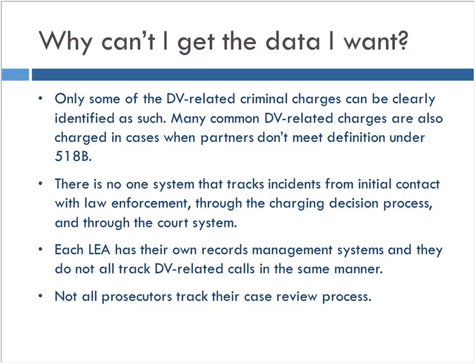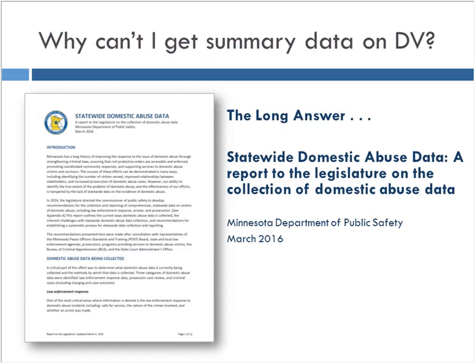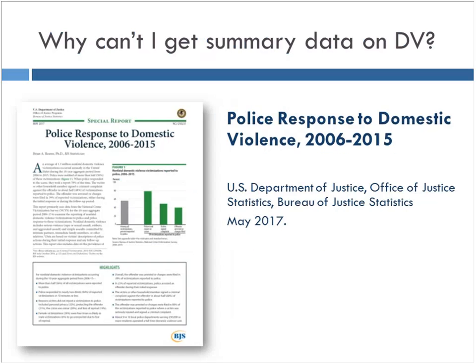And with domestic abuse and other types of crimes, not all prosecutors track their review decisions. So they can't tell you, I had 52 sexual assault cases that came before me to review this year, and I charged 5. They might not be able to pull those statistics up because they're not tracking them. So with regard to summary data on DV, the long answer: here's a report. I will refer you to that.